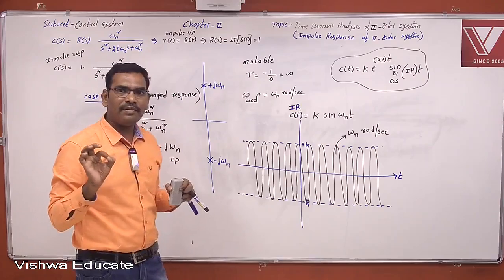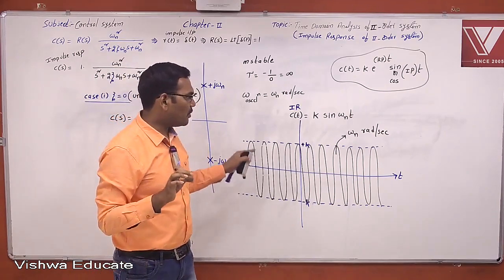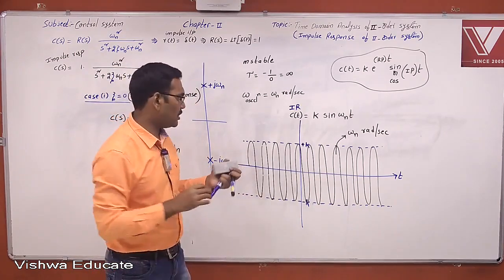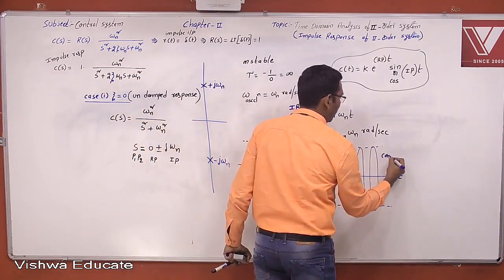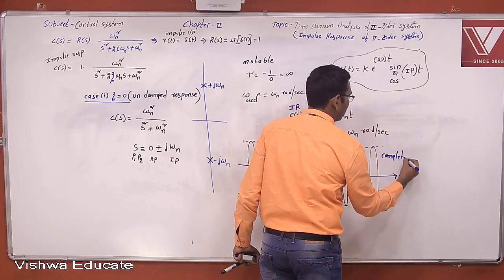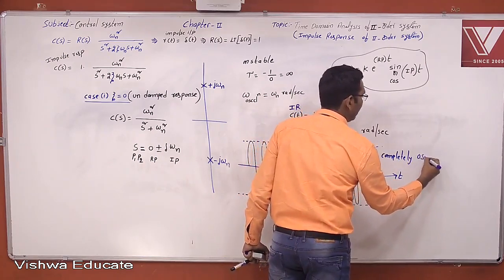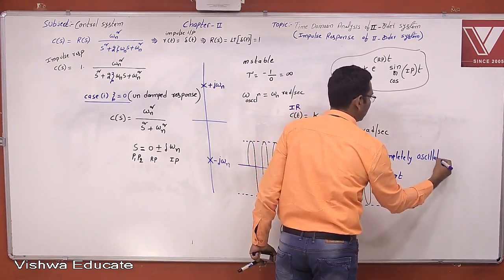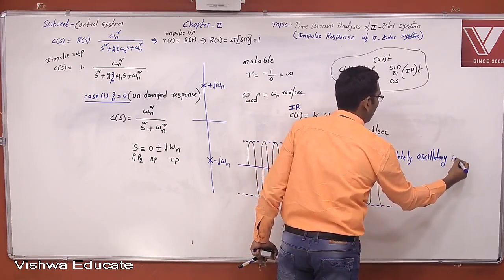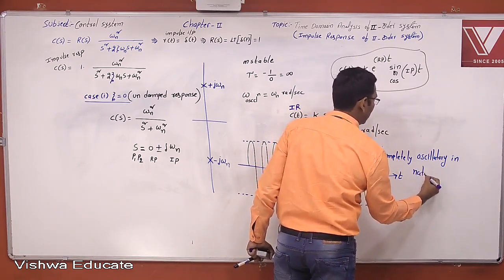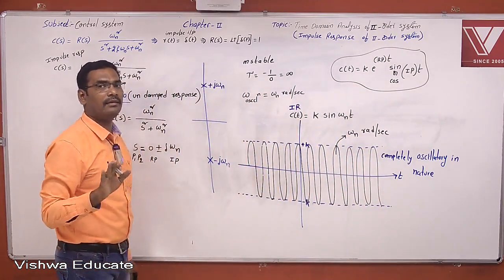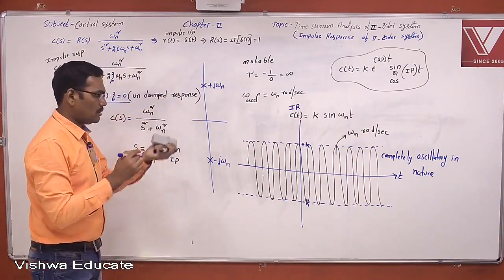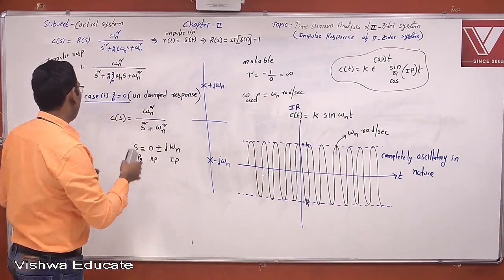See, when damping factor delta equals 0, the response is full of oscillation. It is completely oscillatory in nature. Okay, this is full of oscillations. It is completely oscillatory behavior when damping factor delta equal to 0. Then we will take another case.